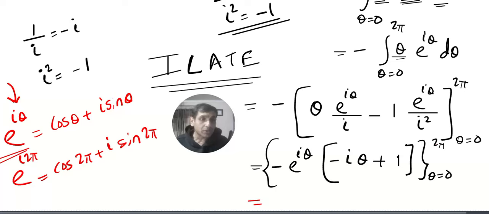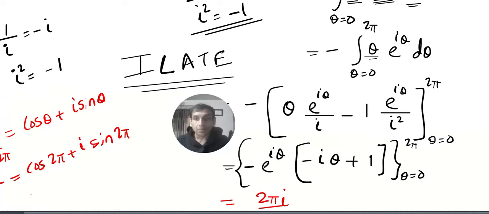Now I'm going to apply this theta value, and at the last I'm going to get 2 pi i. By the way, cos 2 pi is, you can use a calculator, 1 plus i multiplied by 0, that will be 1.